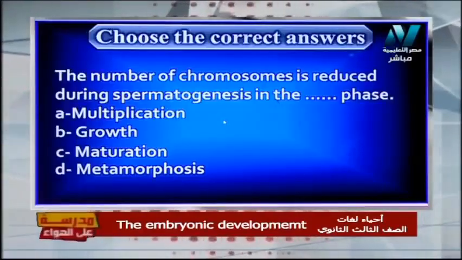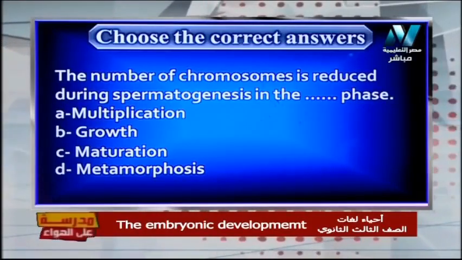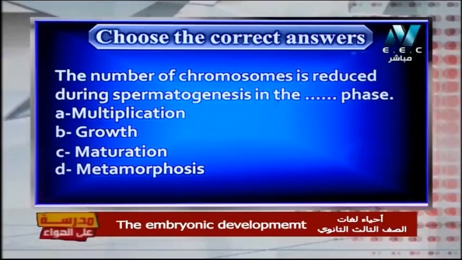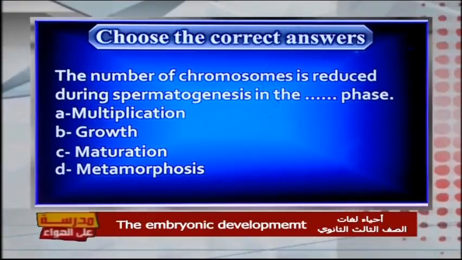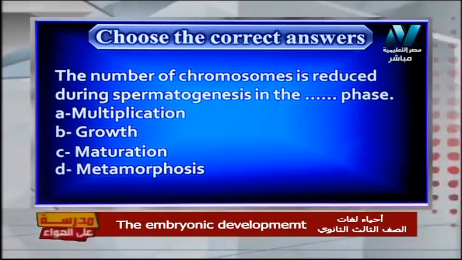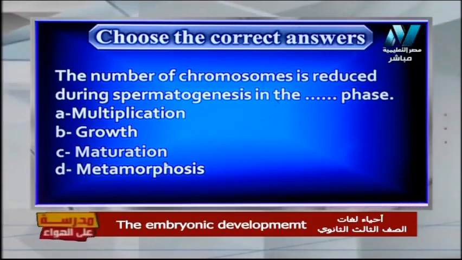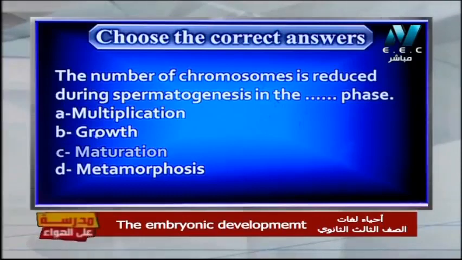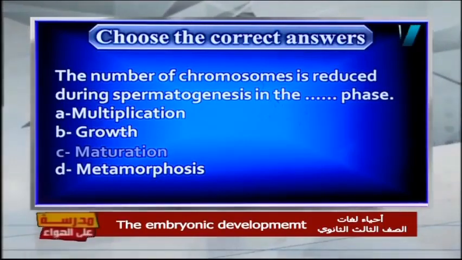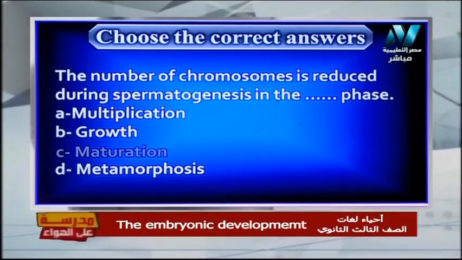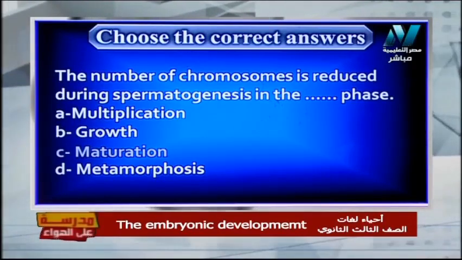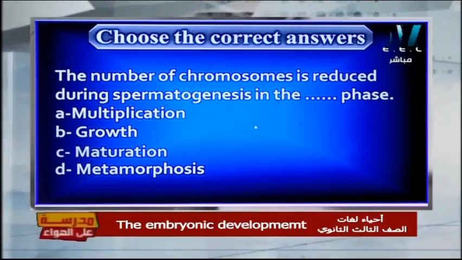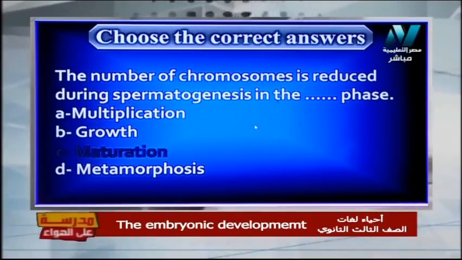The number of chromosomes is reduced during spermatogenesis in the dots phase. طبعا فاكرين سبرماتوجينز هيحصل ريدكشن للنمبر اوف كروموسومز من 2n ل 1n. ده كان في الميوزس 1، والميوزس 1 ما بيحصلش غير في الماتيوريشن بروسيس بس. ما ينفعش مالتيبليكيشن، ده اصلا ميتوزس. الجروس ده مش ديفيجن، ده storing great amount of food to facilitate the division. والميتامورفوزس برضو مش ديفيجن، ده changing the spermatids into sperms.